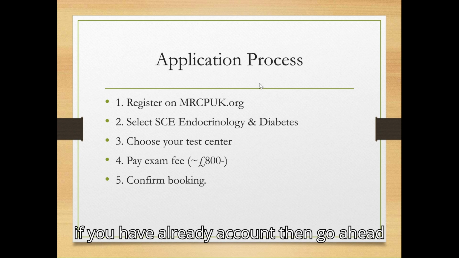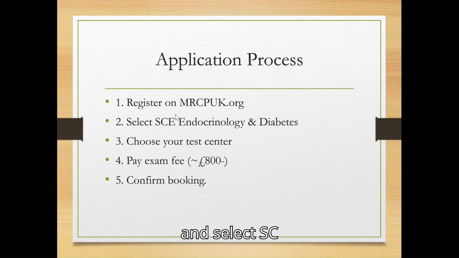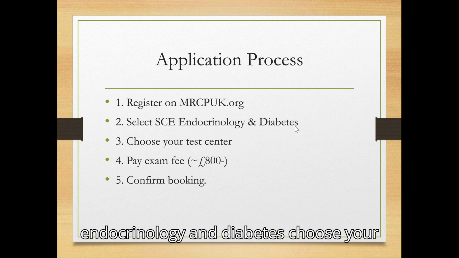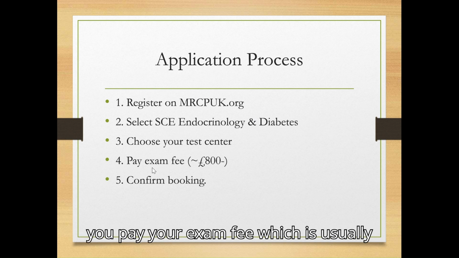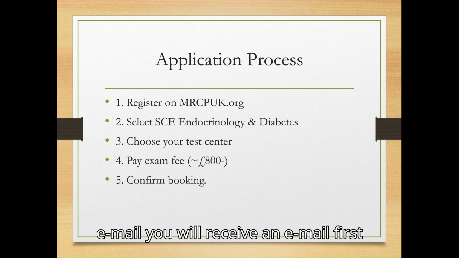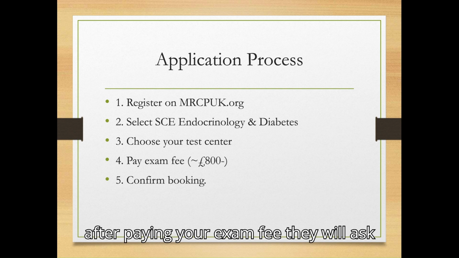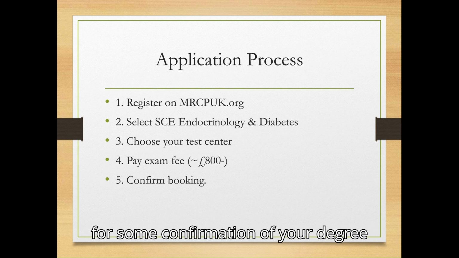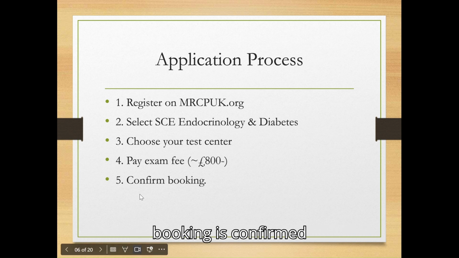And if you already have an account, then go ahead from the MRCP UK, your profile, and select SCE Endocrinology and Diabetes. Choose your test center, whichever is located near to you. Pay your exam fee, which is usually almost £800. After paying your exam fee, they will ask for some confirmation of your degree. Once you pay that, you will receive a confirmation email that your exam booking is confirmed.